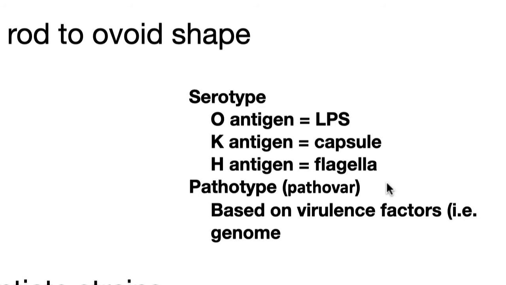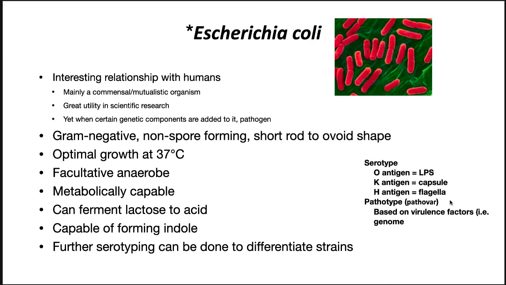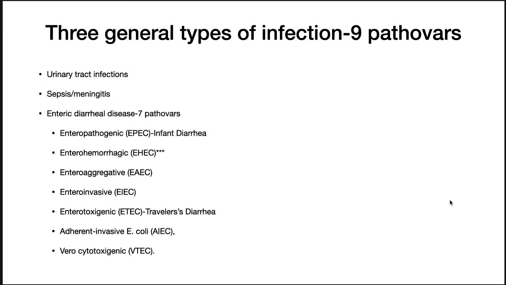There are also different pathovars, and these are organisms that have certain virulence factors in their genome. They have a certain set of factors in their genome that makes them able to cause a disease. There are 3 general types of infection and 9 pathovars. Number 1, there are urinary tract infections. Number 2, there are strains of E. coli that cause sepsis or meningitis. And finally, there's enteric diarrheal diseases that have been separated into 7 different pathovars, and they're listed here. I won't go into all of them. The one we're going to focus on is enterohemorrhagic E. coli, EHEC, but we'll do that in a second.